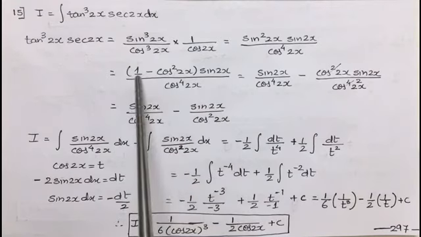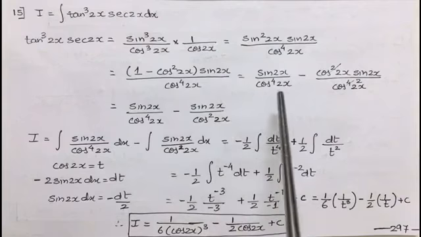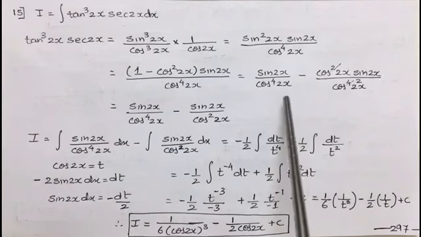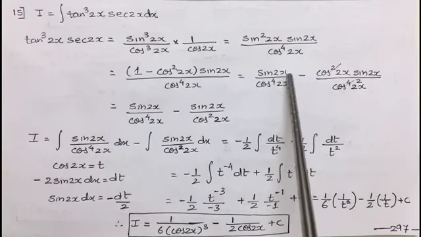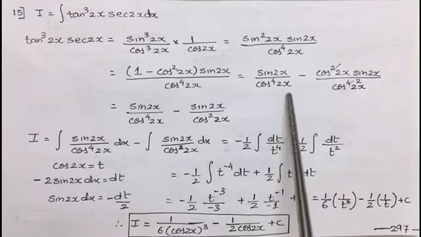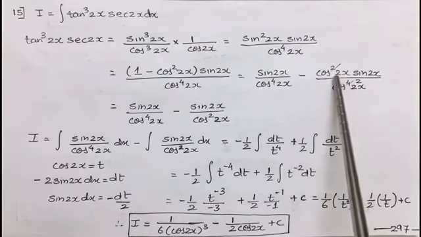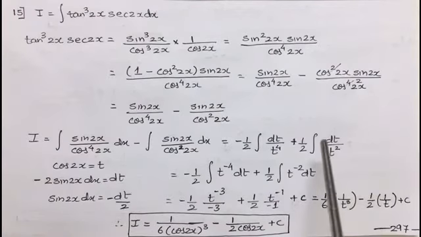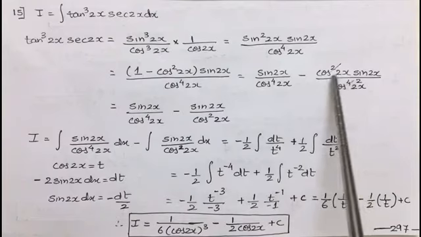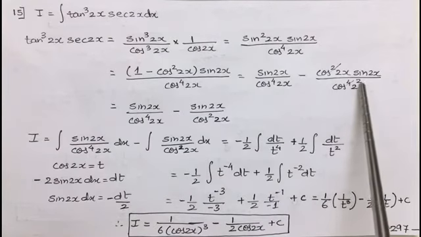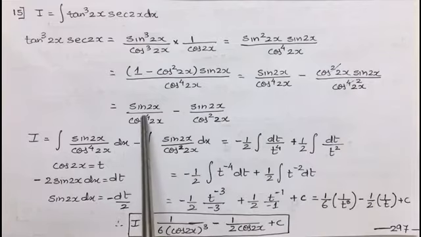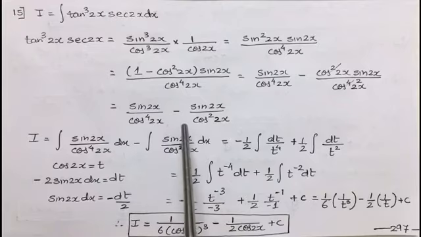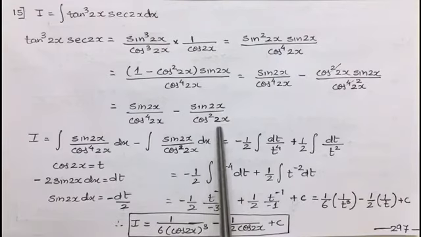Now multiplying sin 2x with both these terms and dividing by cos^4 2x separately with both, we get sin 2x upon cos^4 2x minus cos^2 2x sin 2x divided by cos^4 2x. Now after cancellation over here, only cos^2 2x remains. So we get here sin 2x upon cos^4 2x minus sin 2x upon cos^2 2x.